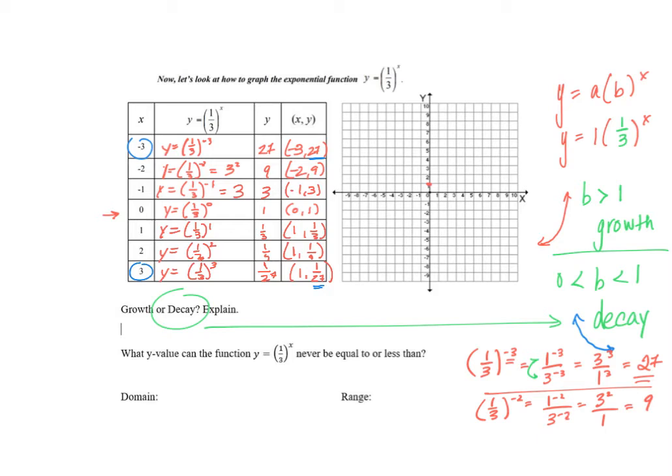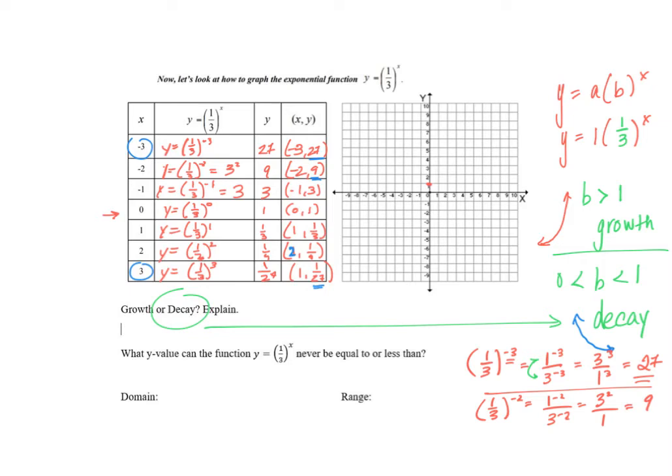But negative 2 as an input gave me 9. Positive 2, oops, this was supposed to be a positive 2. Apologize for that. Positive 2 for an input gave me 1/9. Negative 1 gave me 3. Positive 1 gave me 1/3. So what it's doing again is anytime I'm plugging a negative in for my exponent, I am taking the reciprocal of that fraction. All right, so let's plot some points, see what it looks like.